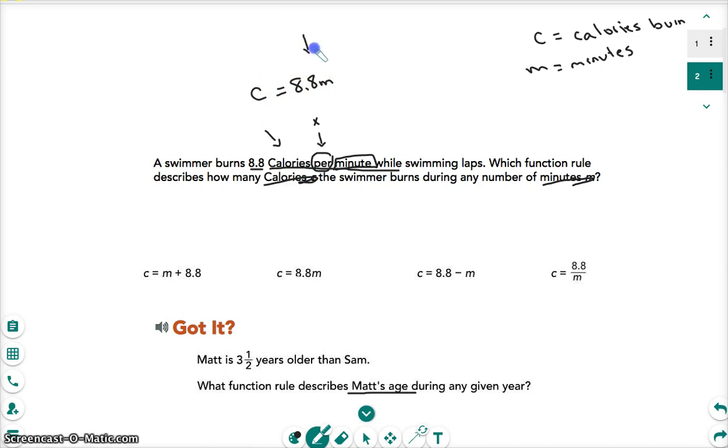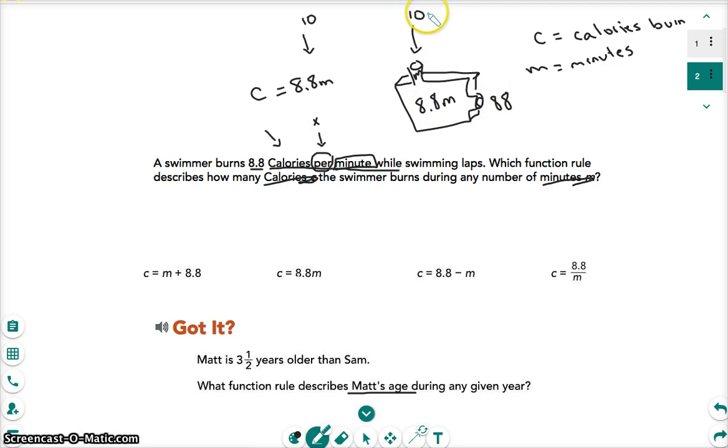So if she swam for 10 minutes, I could draw my little input-output machine here. This is a silly looking machine, but here we go. Give it some depth back here. All right, so here's my input. I would put a 10 in here. My rule is to do 8.8 times my input. So my input here is M and my output is C. So I would do 8.8 times 10, which would be 88 calories burned. So 10 minutes of swimming equals 88 calories burned.